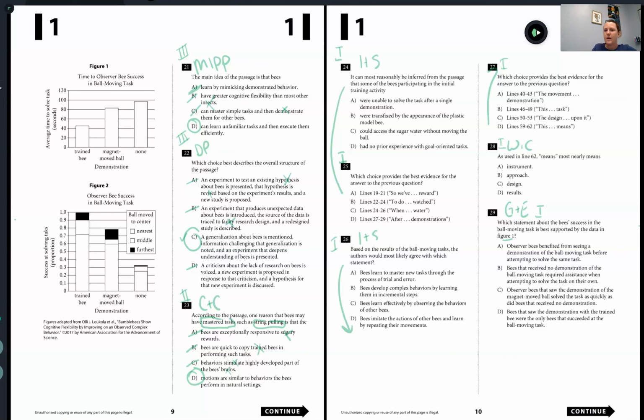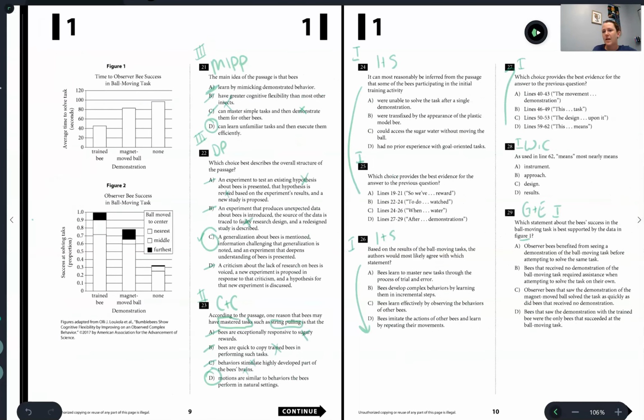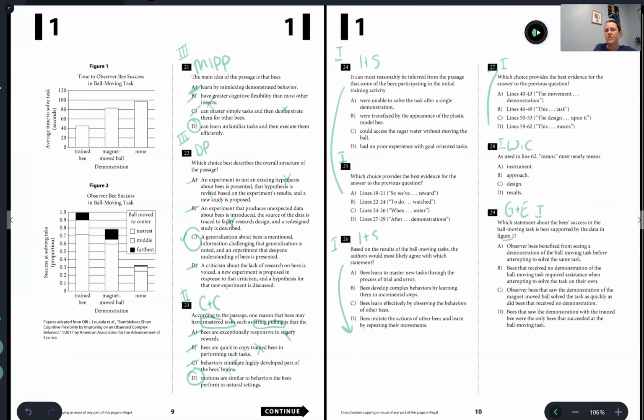Some of the bees participating in the initial training activity. Okay, so we need to be in the initial training activity, and we need to see what some of the bees did and what some of them did not do. Starting with number 19 through 21. So we've managed to show that bees can play football, sort of. We showed that they can learn to move a small ball to a goal to gain a sugary reward. That kind of introduces the experiments, but it doesn't show what some bees can do that others cannot.